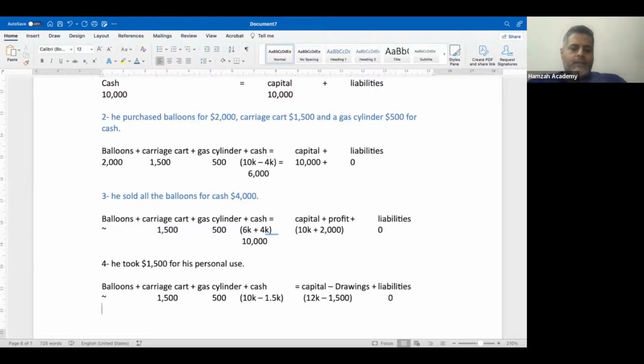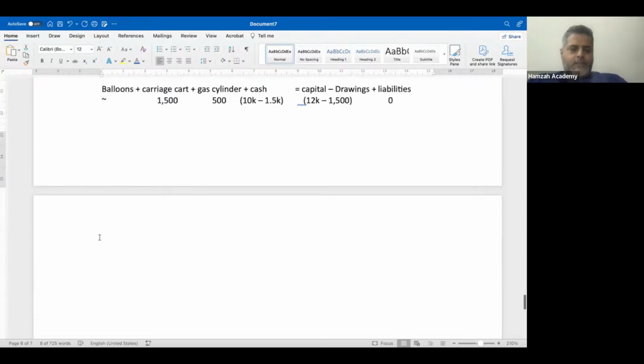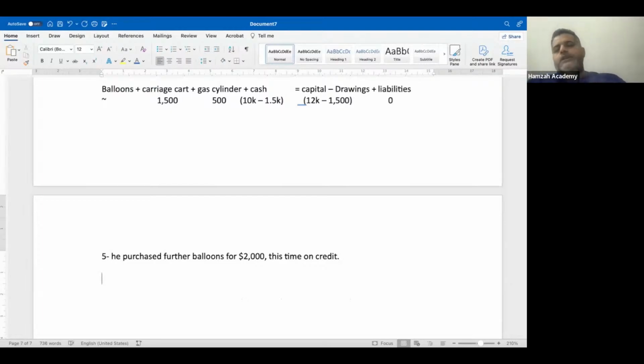Now, moving ahead. Here we go. Now, let's see another one. He purchased further balloons for 2,000, this time on credit. Now, he purchased further balloons for $2,000, but this time on credit, right? So if we have to show this one, what is going to happen?